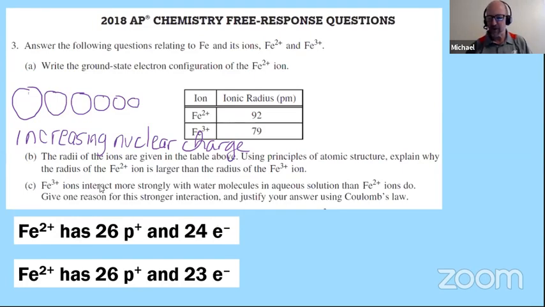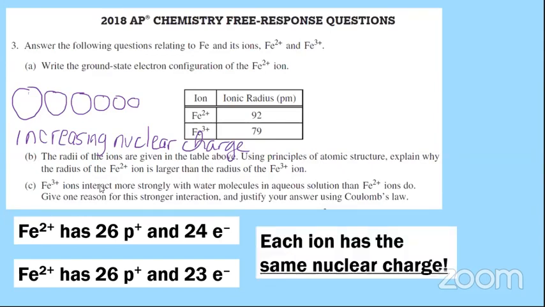the same number of electrons, because each of them has the same number of protons and they have a different number of electrons, they have the same nuclear charge. So if we're going to compare the radii of iron 2+ and iron 3+, we cannot say that iron 3+ has more protons or greater nuclear charge.